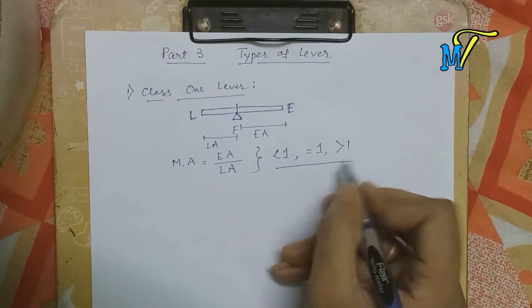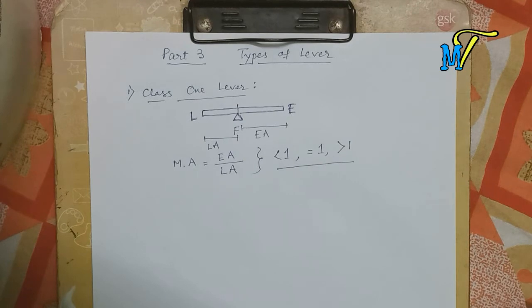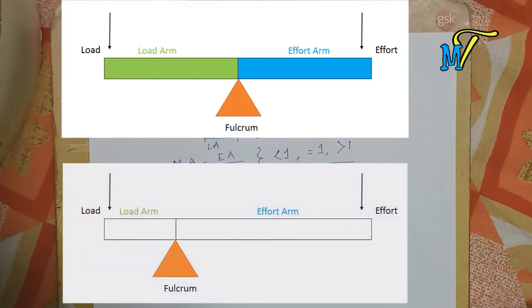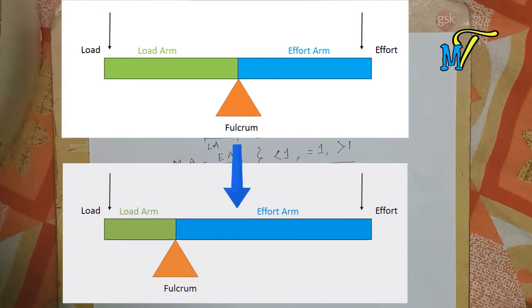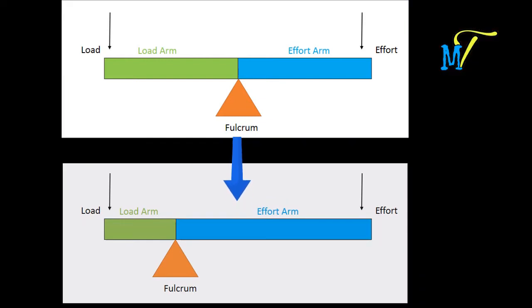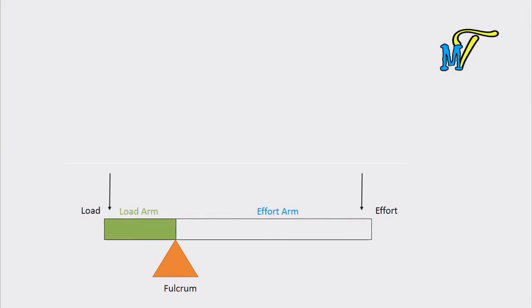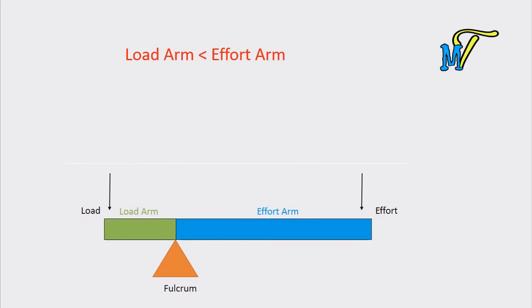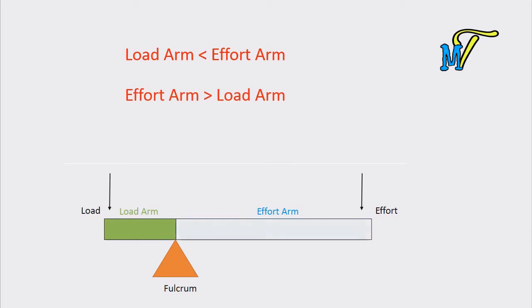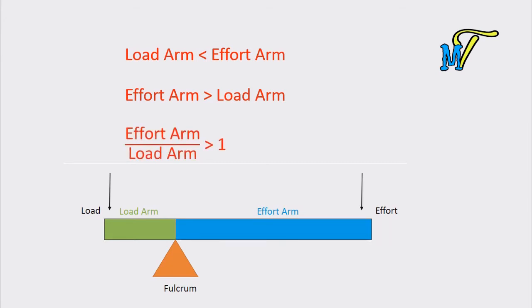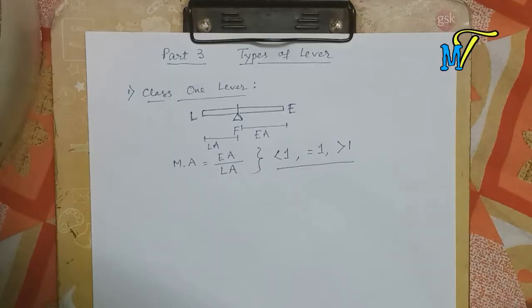Now how does this condition come? Suppose that this fulcrum, which is in the middle, slightly moves towards the load, and it is the position of the load, fulcrum and effort as visible on the screen. So now we can say that the load arm is less than the effort arm. That means effort arm is greater than load arm. It means the ratio effort arm by load arm is greater than 1. So this is the one condition.